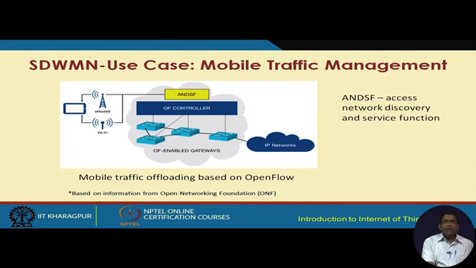And with respect to mobile traffic management, there is this unit which is the ANDSF, Access Network Discovery and Service Function unit, which basically takes care of it. And this is done this way. So, we have the cellular as well as the Wi-Fi and the mobility. So, basically what happens is when the user is moving, right.